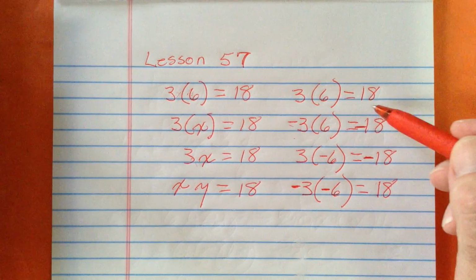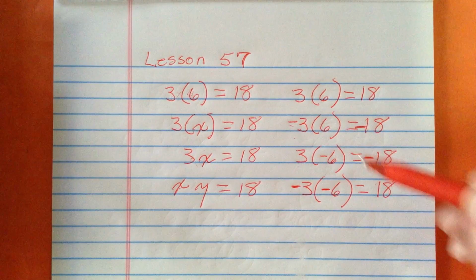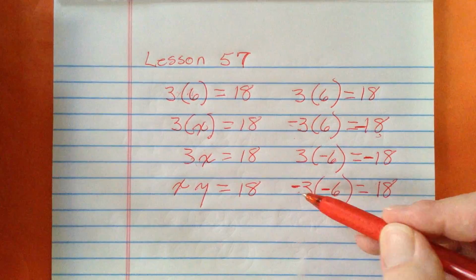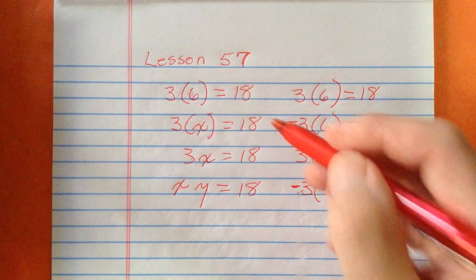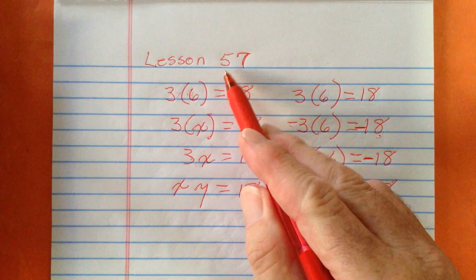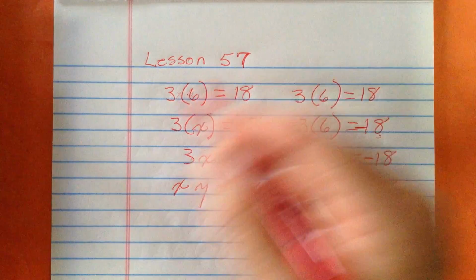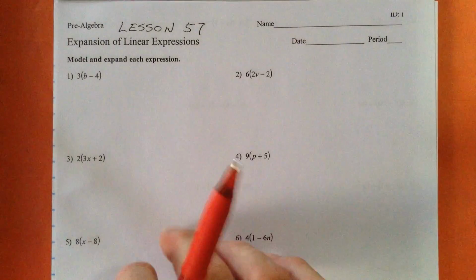So positive, positive, multiplying is a positive answer. Negative, positive, or positive, negative, the answer is going to be negative. But if you have two negatives, it becomes a positive. Okay, so just a little bit of review and introduction to lesson 57, which is kind of important for the rest of the lessons from here on in. You'll see that. All right, so the next video I'll start this here.